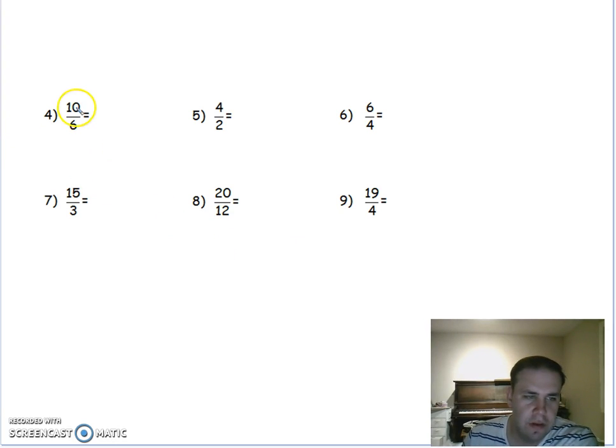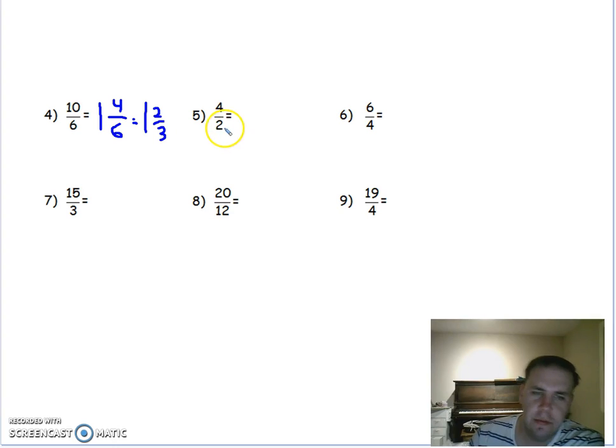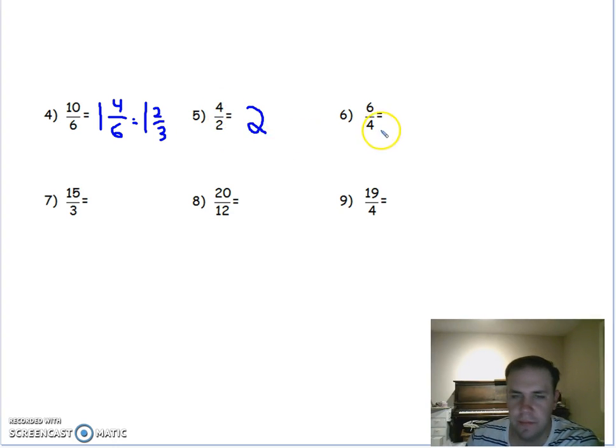So we have 10/6. Well, we know that 6 goes into 10 once, and 6 times 1 is 6. 10 take away 6 is 4. So this would be 1 4/6, or we could say 1 2/3. We have 4 divided by 2. Well, 2 goes into 4 twice. That's a good one.